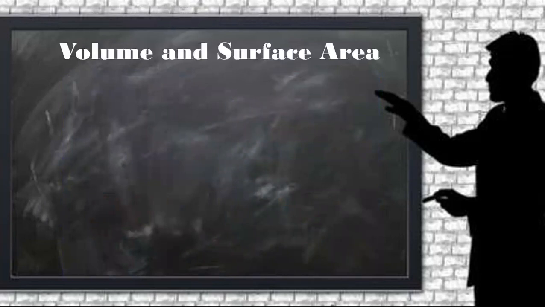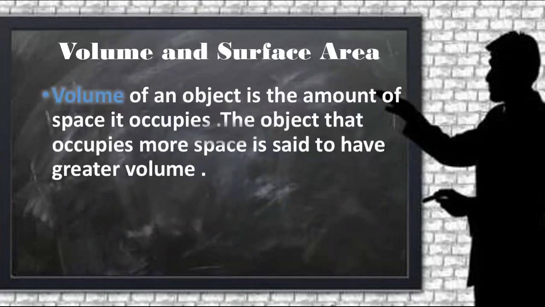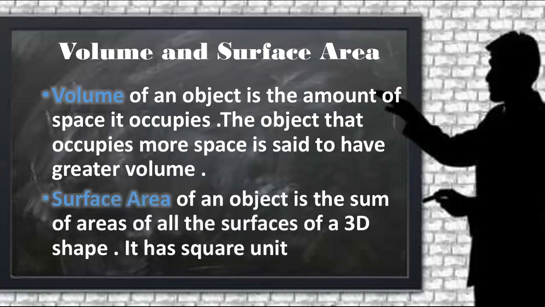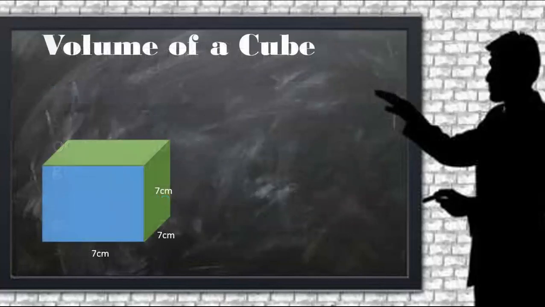The volume and the surface area of cubes, cuboids, and triangular prisms. The volume of an object is the amount of space it occupies. The object that occupies more space is said to have greater volume, whereas the surface area of an object is the sum of the areas of all the surfaces of a 3D shape. It has a square unit. Let's talk about the volume of a cube.